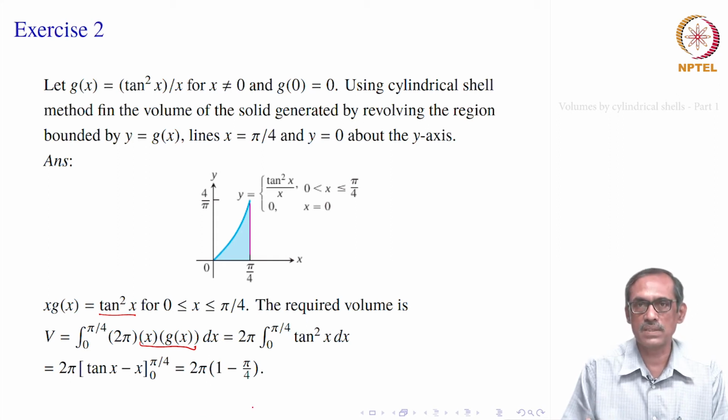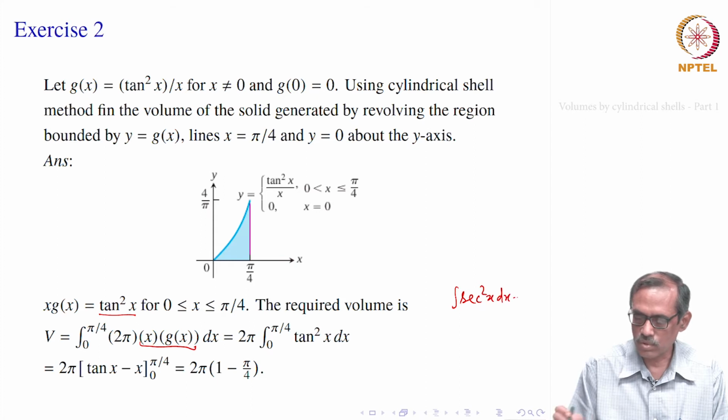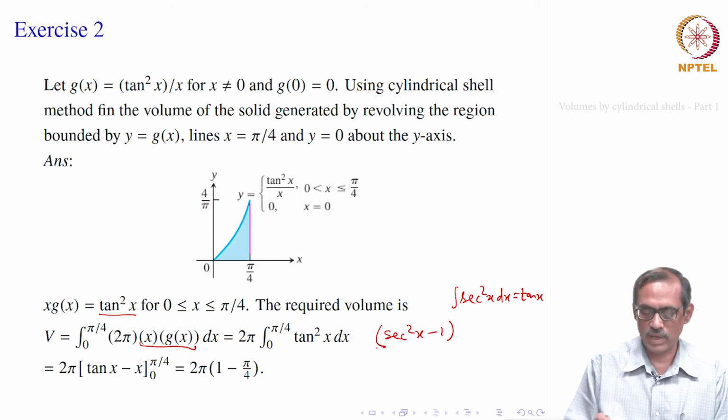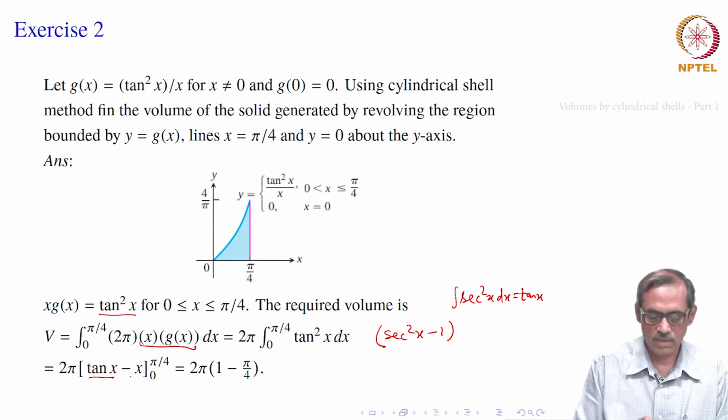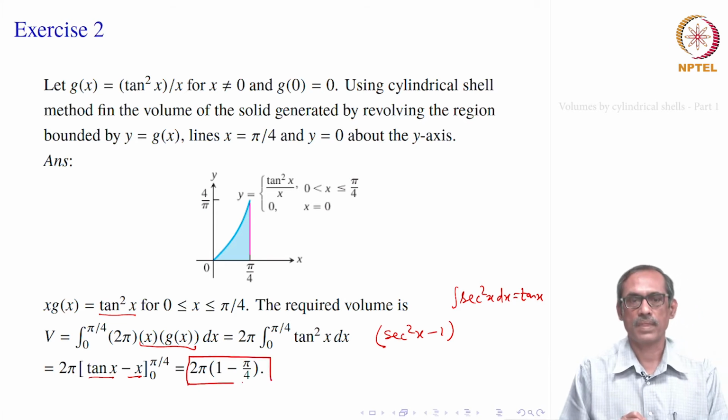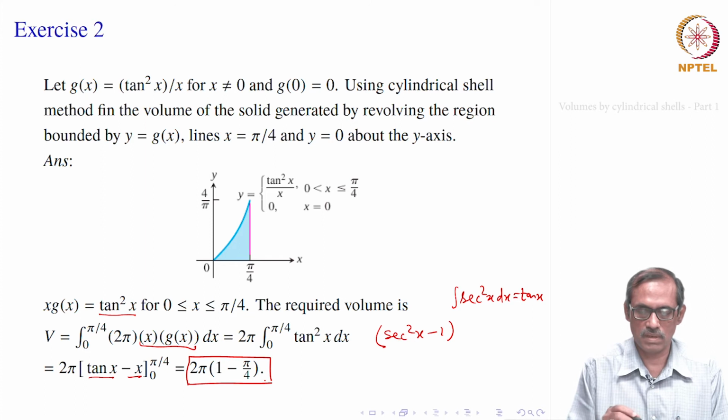We know how to integrate secant square x, right, because the integral of secant square x is tan x. So, we express this tan square x as secant square x minus 1, then the integral of secant square x gives you tan x and the integral of minus 1 gives minus x. So, it is 2 pi into tan x minus x evaluated from 0 to pi by 4. So, that simplifies to 2 pi into 1 minus pi by 4. So, as you see, it is not very difficult to apply it.